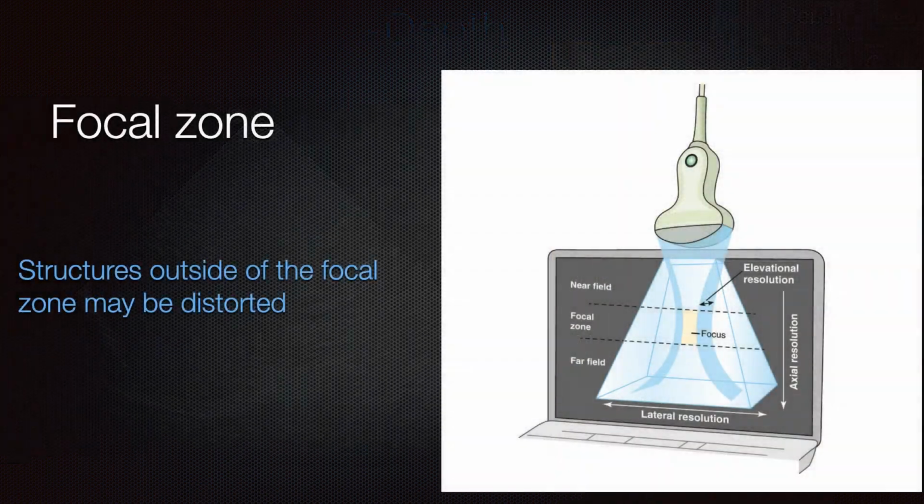The other thing to be aware of is what's called the focal zone. There's a focal zone within the ultrasound beam where, just like with vision, when things are in focus, you can see them clearly. When they're out of the focal zone, they're going to be distorted. And this is important to know. Some of the more advanced machines have this focal setting to make sure you're in the focal zone with whichever structure you're looking at.